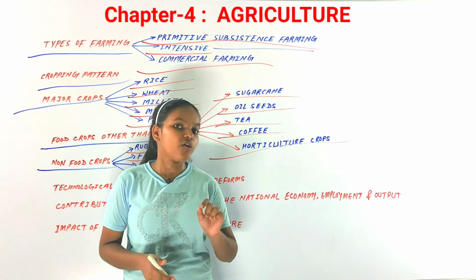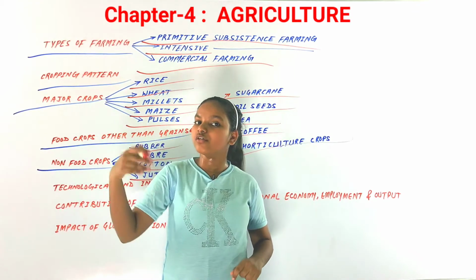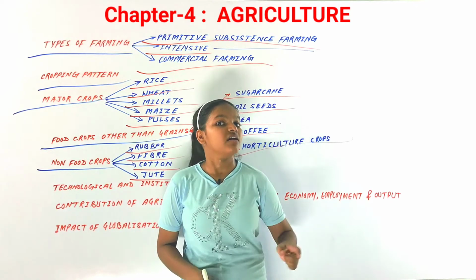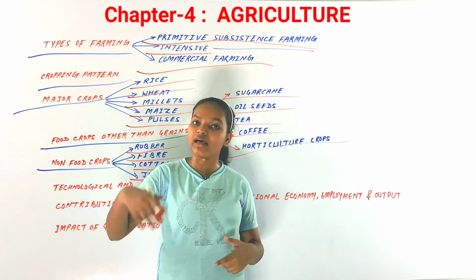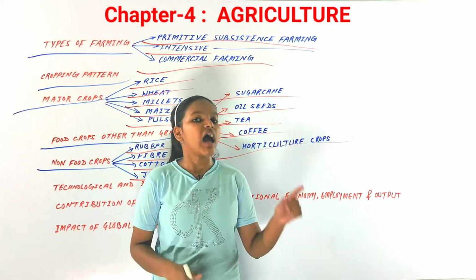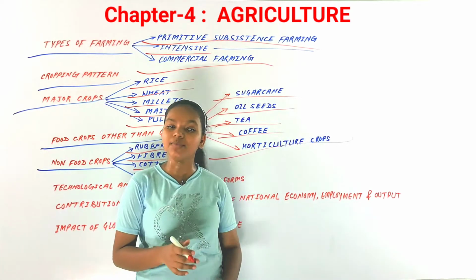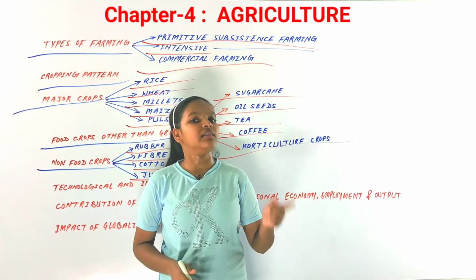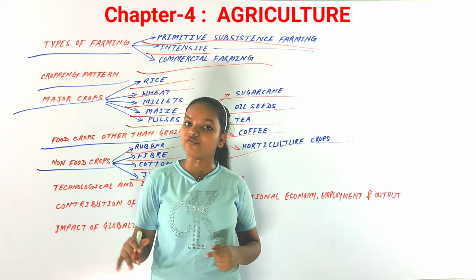Now we discuss the non-food crops. The non-food crops that we discussed were rubber, which is grown mainly in Kerala, Karnataka, Tamil Nadu, and in the Andaman and Nicobar Islands as well. After that, we discussed the fiber crops: cotton and jute, which is also known as the golden fiber.